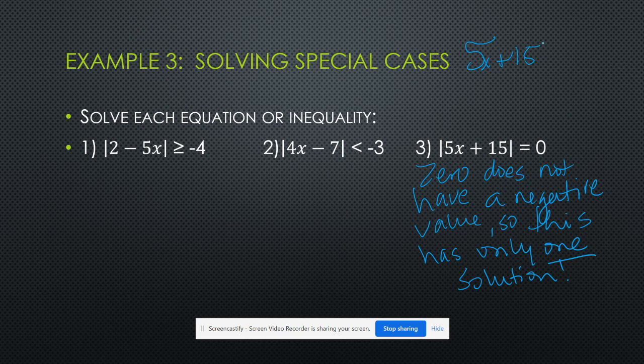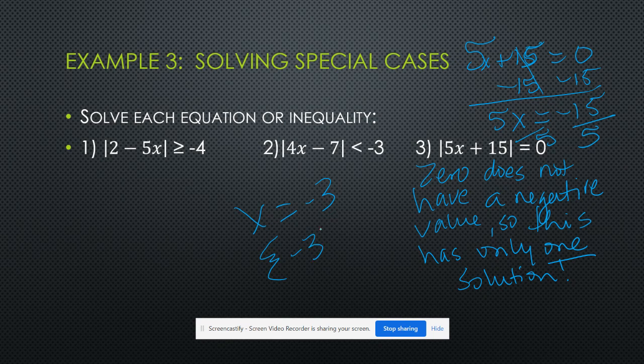5x plus 15 is equal to 0. We're going to subtract 15 from both sides. So 5x is equal to negative 15. Divide by 5, and we get x is equal to negative 3. And so we'd write this in a solution set, again with braces, because it's negative 3 and only negative 3.